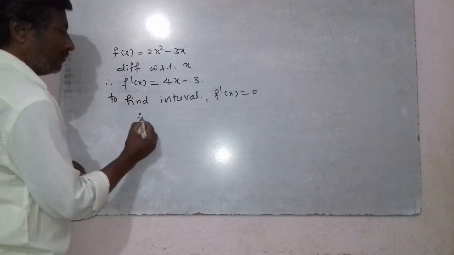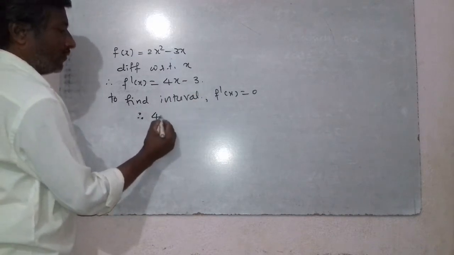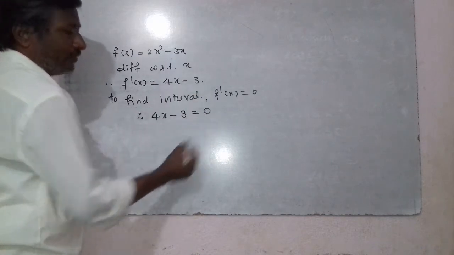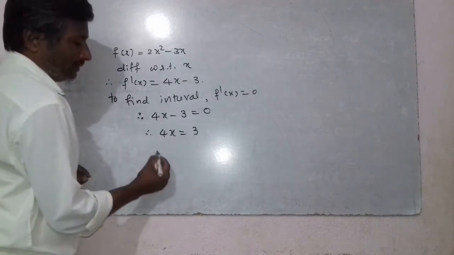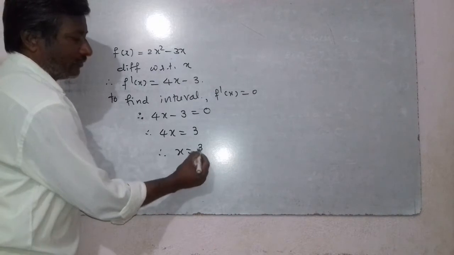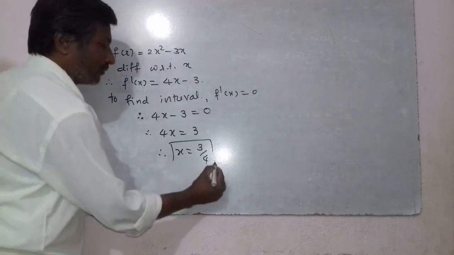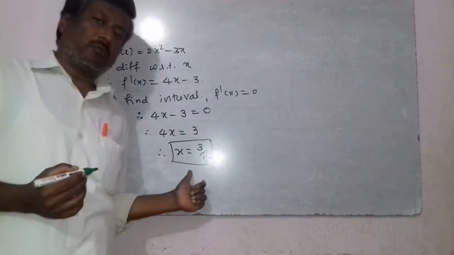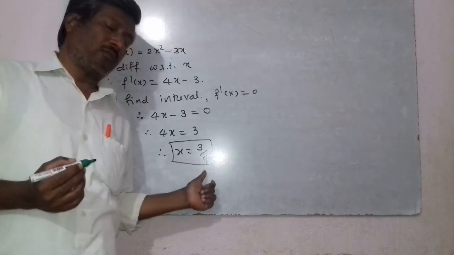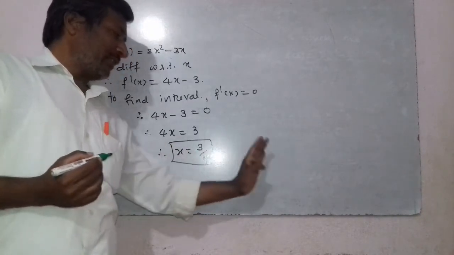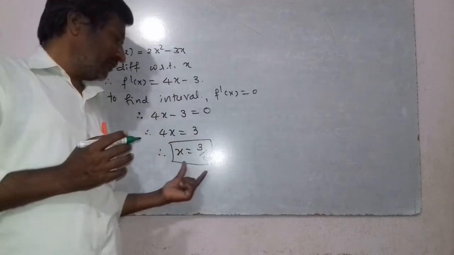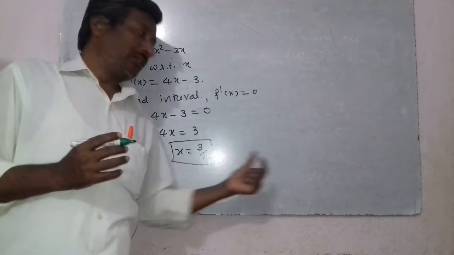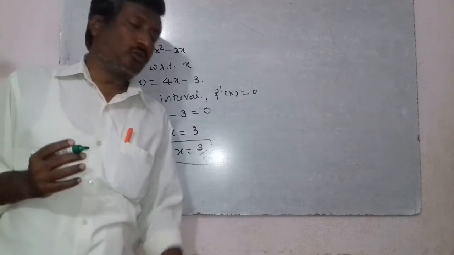Therefore, f dash x is 4x minus 3 equal to 0. Therefore, 4x equal to 3. Therefore, x equal to 3 by 4. So this one point, that is x equal to 3 by 4, separates the real number line into two parts. So it will divide the real number line into two parts.